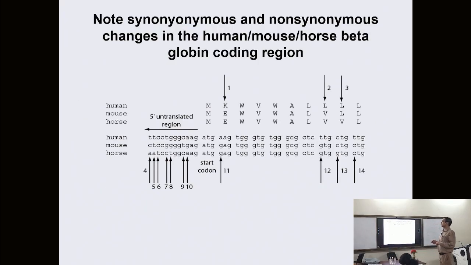Okay, so synonymous and non-synonymous changes in the human, mouse and horse beta globin coding region. So what are synonymous changes? What are synonymous mutations?